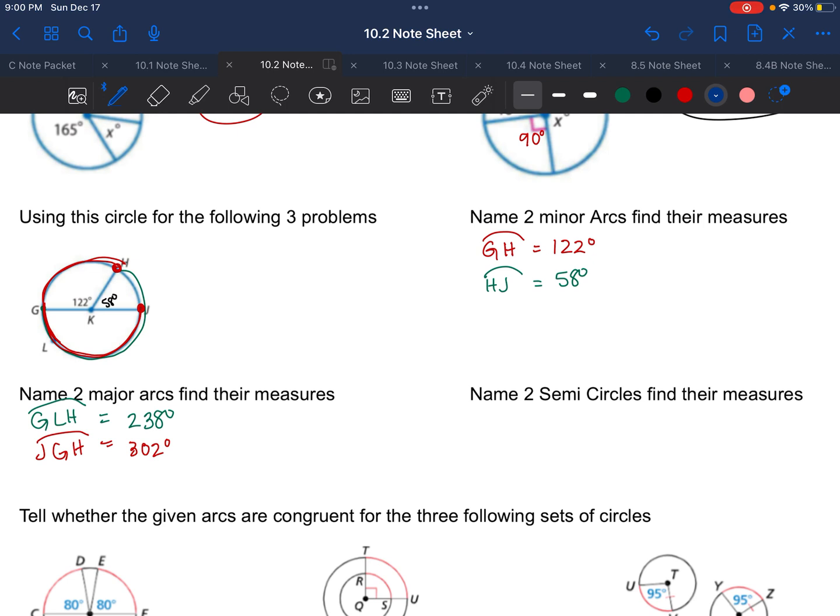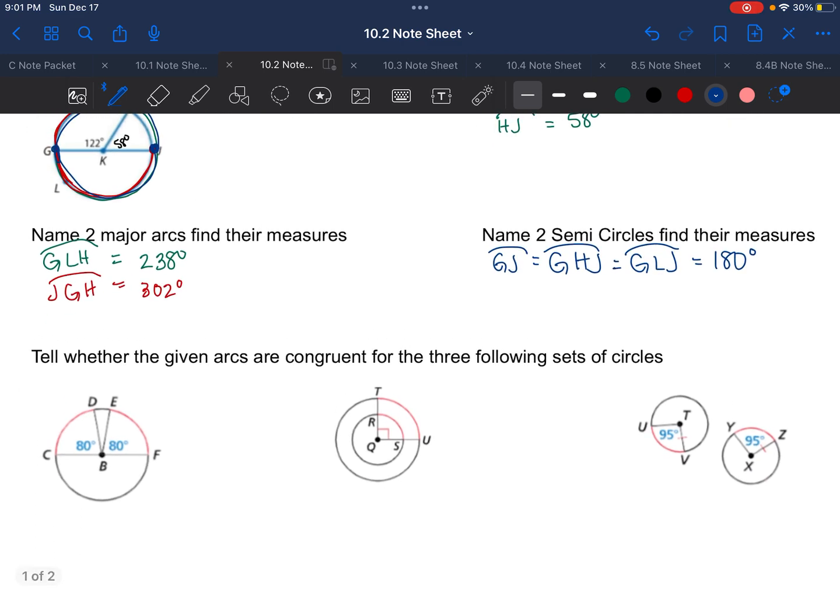And then 2 semicircles that we have here. We could name a few. You could just say JG or GJ, and that would take us both ways around. We could say GHJ, we could say GLJ, okay, but they all are 180 degrees because that is what a semicircle is.